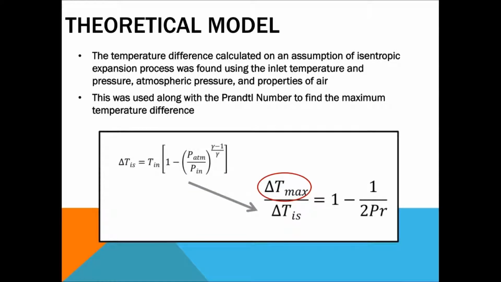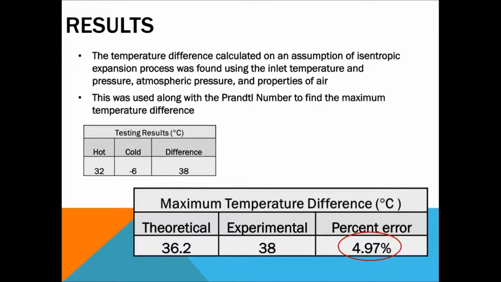Temperature difference can be predicted assuming isentropic expansion in the tube. Using the properties of air at atmospheric pressure and the known pressure entering the vortex chamber, the predicted temperature difference is 36.2 degrees Celsius. Experimental results yielded a temperature difference of 38 degrees with an error of less than 5%. Overall, the purpose of a vortex tube is to maximize the temperature difference of compressed air and provide an alternate process for refrigeration systems.